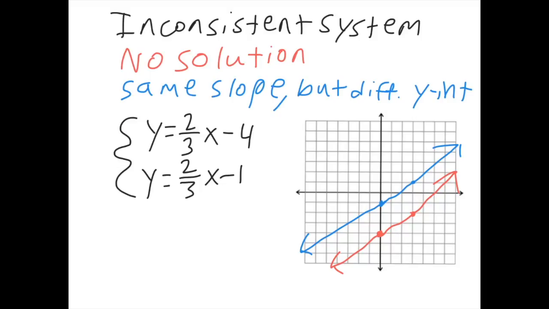So just remember, 3 types of systems: dependent, independent, inconsistent. The independent has one solution because they intersect at only one point, and that's where you'll get an actual x equals, y equals. The dependent has infinitely many solutions because it's the same line, and the inconsistent system has no solutions because they are parallel lines and never intersect.